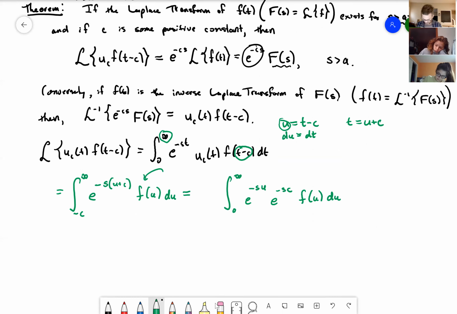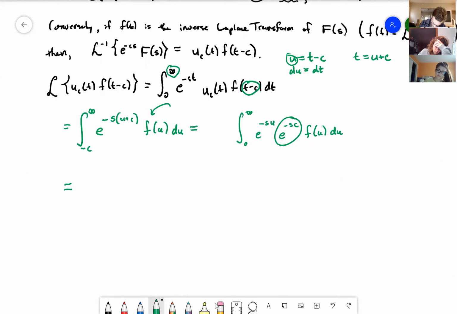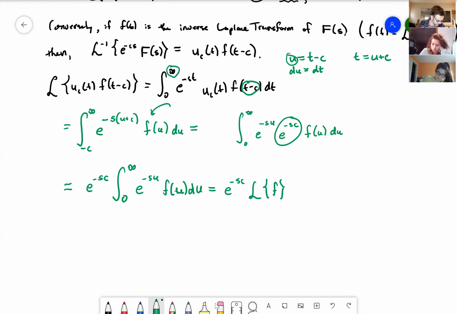No problem. And now this e to the minus sc part, I'm going to move that out. So it's just e to the minus sc, the integral from 0 to infinity, e to the minus su, f of u, du, which is just e to the minus sc times the Laplace transform of f. And since we wrote it before as cs, we'll write it now as cs. Now, to get the converse of this, we just apply the inverse Laplace transform to both sides.